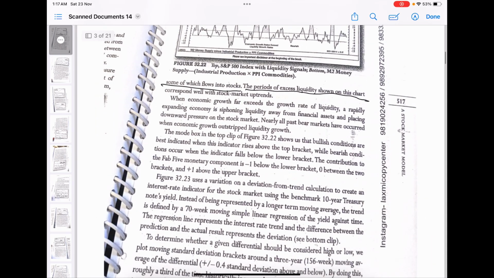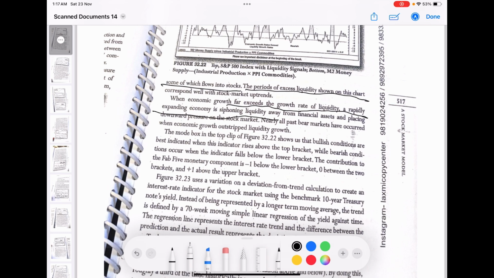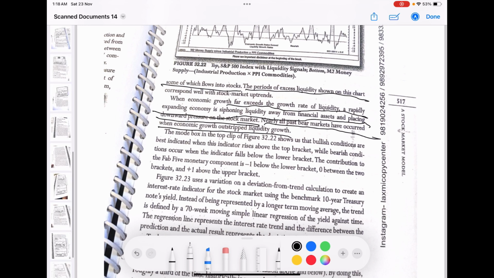When economic growth far exceeds the growth rate of liquidity, a rapidly expanding economy is siphoning liquidity away from the financial assets and placing downward pressure on the stock market. Nearly all past bear markets have occurred when economic growth outstripped liquidity growth. So, whenever economic growth is outstripping liquidity growth, there is very strong downward pressure on the stock market.